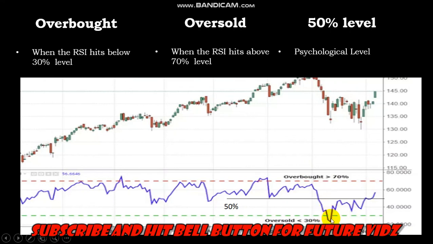Meron din tayong oversold condition, which is 30%. Ito naman yung masyado na maraming seller. So, parang masyado na dadrag pababa yung presyo ng market. So, below 30%, oversold yan. Then, 50% is psychological. Ba't ko ba ito sinama? Magagamit nyo to pag time na gumawa na kayo ng mga trading strategies nyo, malalaman nyo na importante rin yung level na yan. May trading strategy kasi ako na kasama yan.